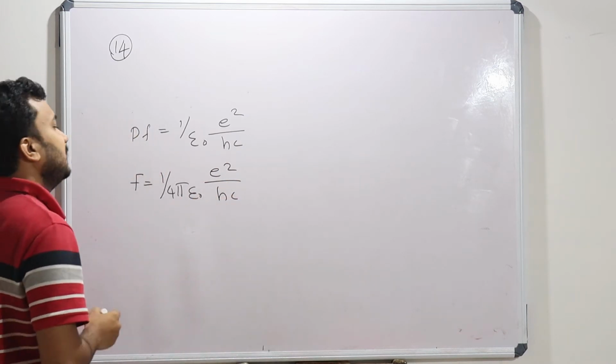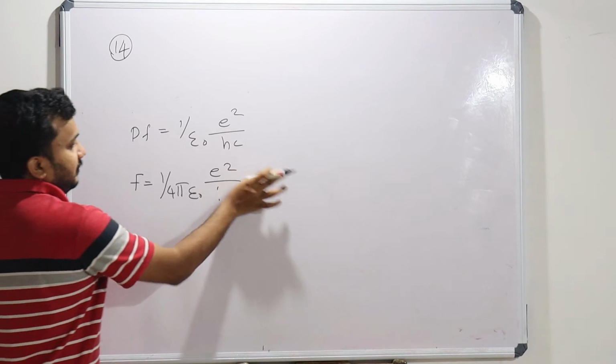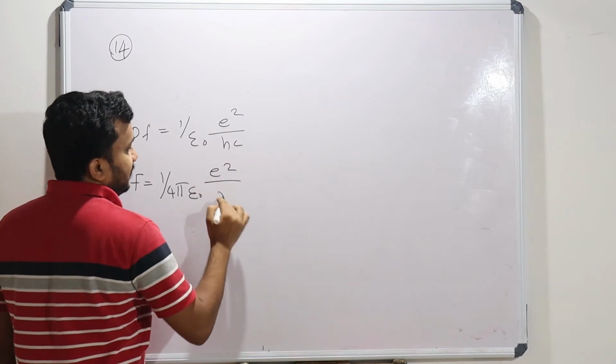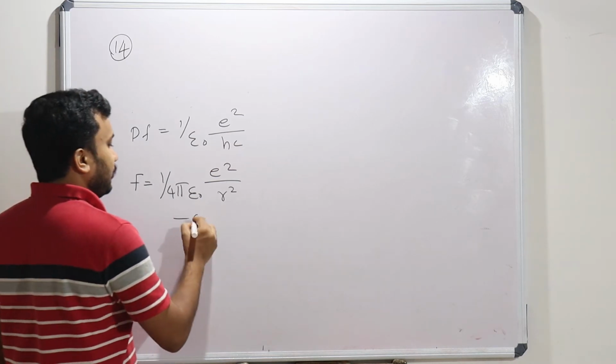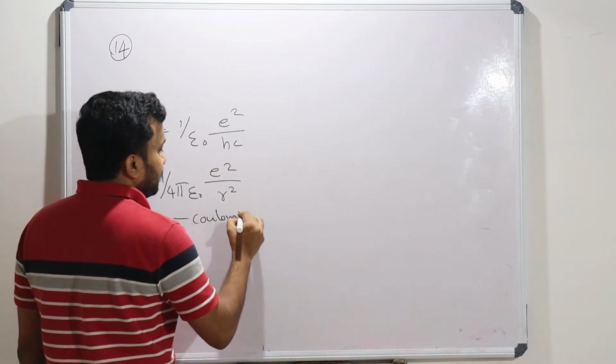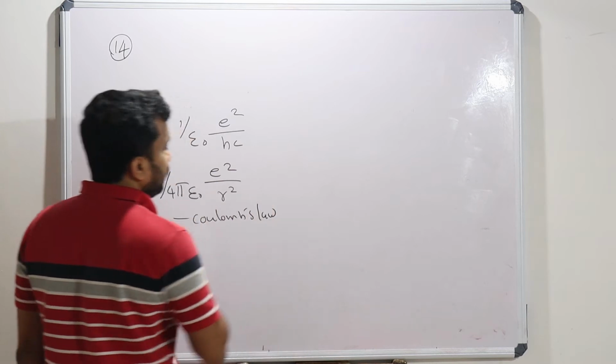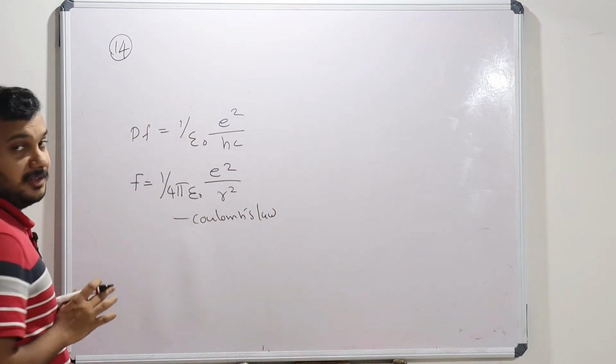If you see, this is E square divided by R square. This is one equation. This equation you will learn in second year, and this is called Coulomb's law. You will learn it in second year, but remember only this equation.